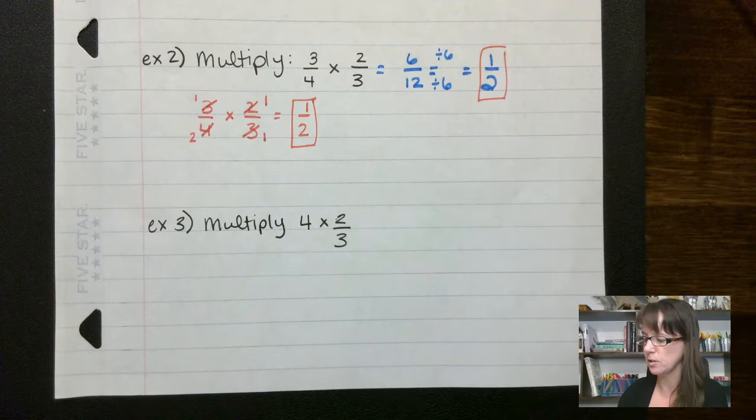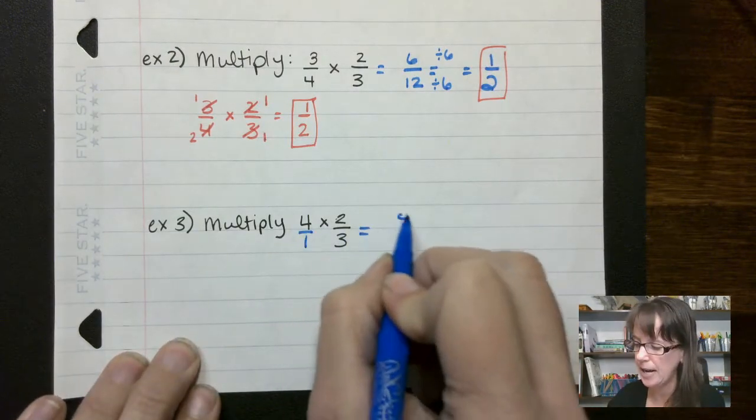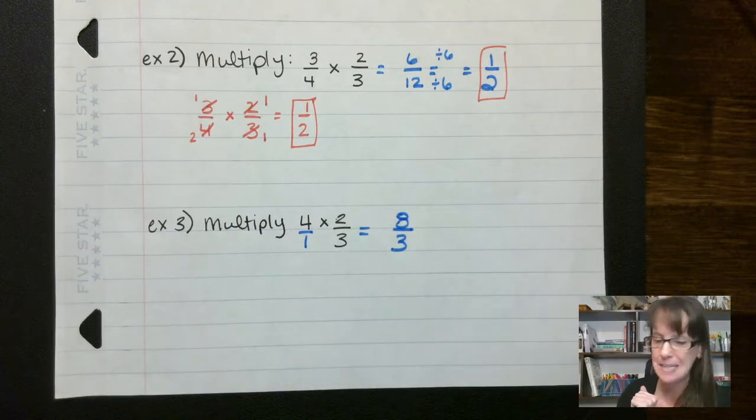All right, multiply this guy. 4 times 2/3. We can turn anything into a fraction by putting it over 1. Multiply straight across the top, we get 8. Straight across the bottom, we get 3. Let's turn that bad boy into a mixed number.